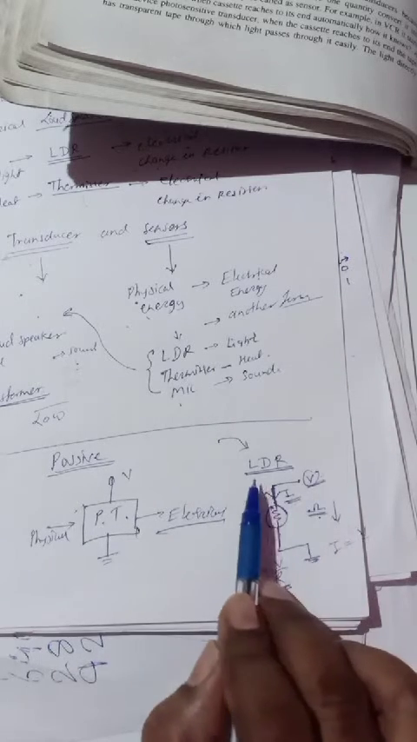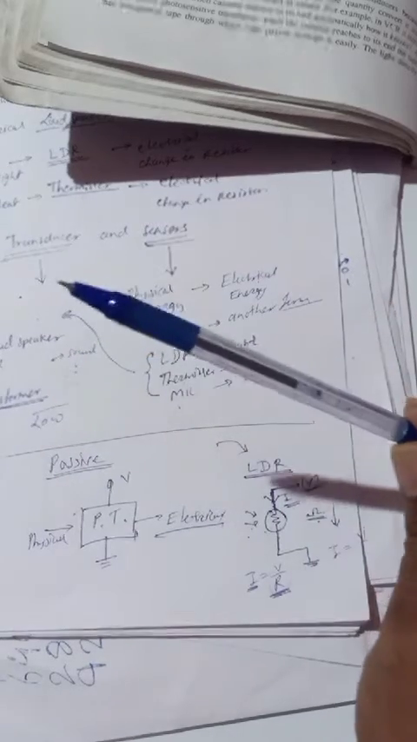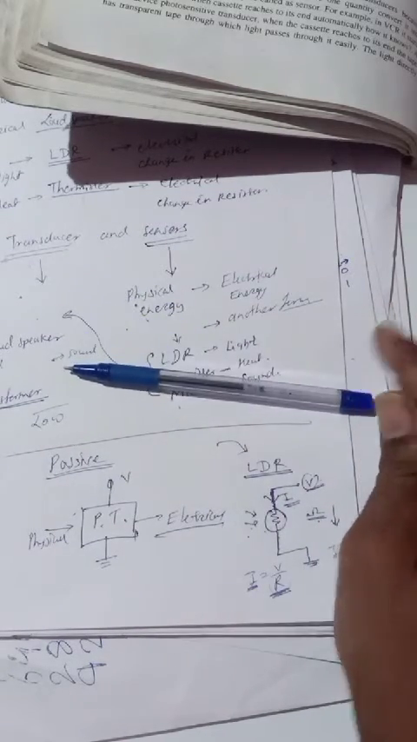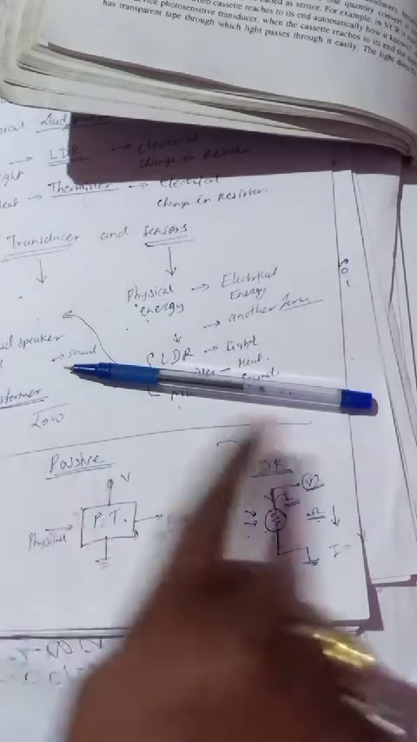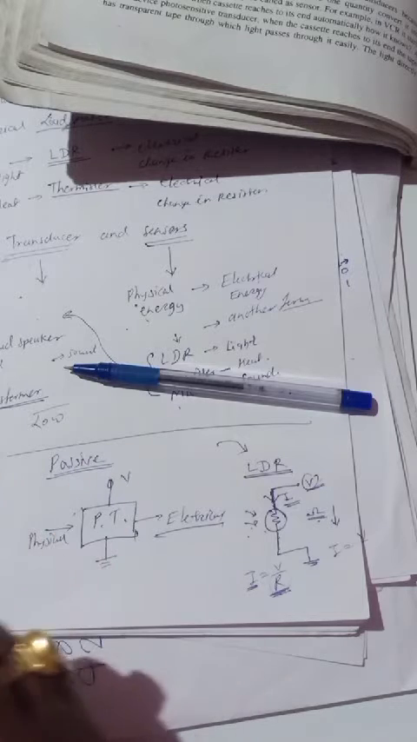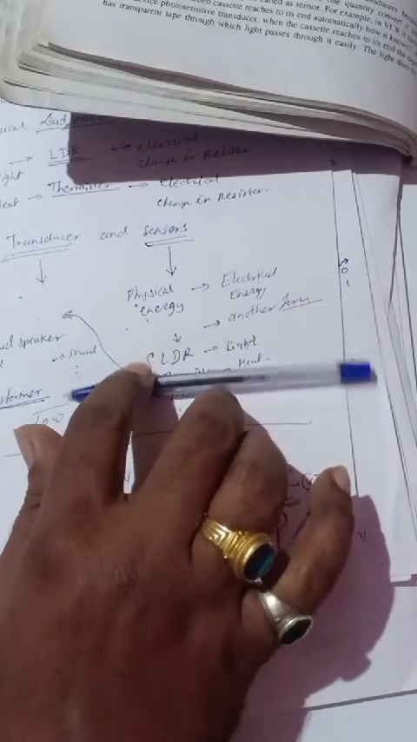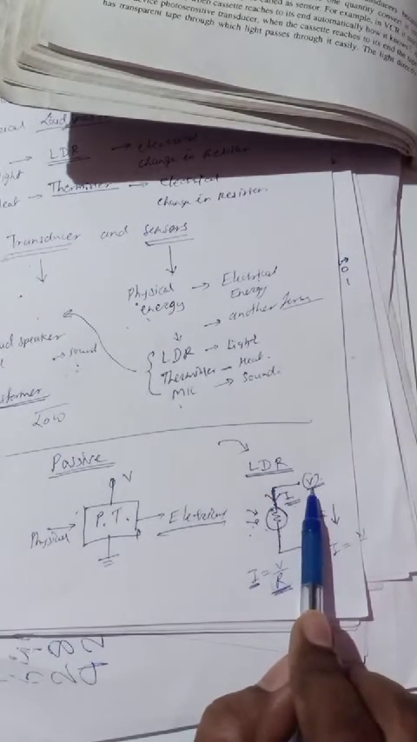Got this? Suppose this is an LDR, placed like this, and light is incident on it. How are you going to recognize the change? We cannot see the change in resistance of this LDR, but to recognize this change, you have to apply a voltage.